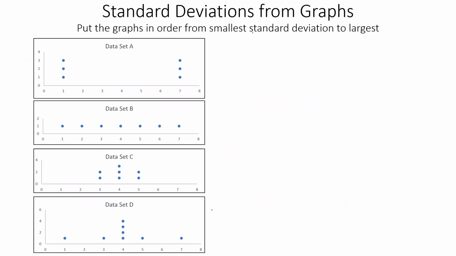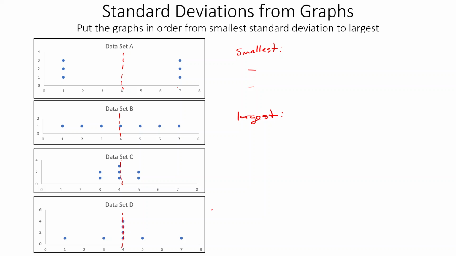All right, put the graphs in order from smallest standard deviation to largest. So now we're doing it from graphs. The smallest standard deviation will have all the values close to the mean, and the largest will have them all far away. So here's a hint. All of these guys have a mean right here in the middle at 4. So all of these are symmetric data sets. All of them have a mean at 4. All right, so let's see, smallest, and then we got next, next, and then largest.